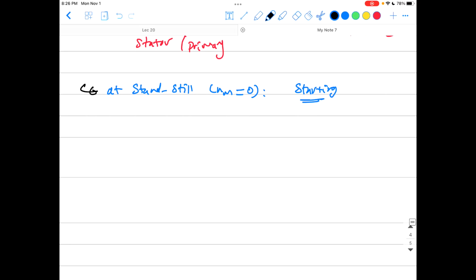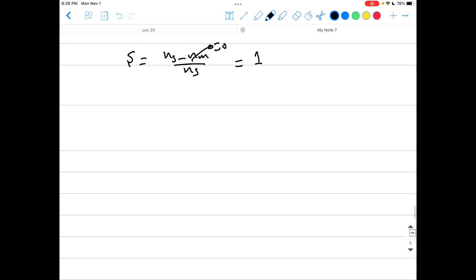At this condition, if you want the slip for the machine, which equals ns minus nm over ns, the mechanical speed equals 0 because you're at standstill. So the slip equals 1. Remember how to calculate the frequency of the rotor voltage or current: it equals the slip times the frequency of the stator. Now the slip equals 1, so this equals the frequency of the stator winding itself. So the rotor winding at starting or at standstill, when the rotor is not moving, has the same frequency as the stator, because the slip equals 1.